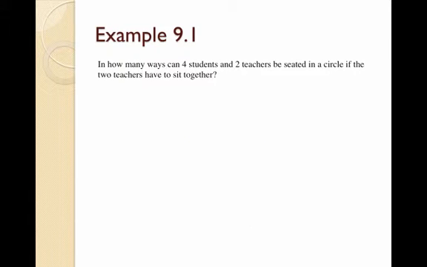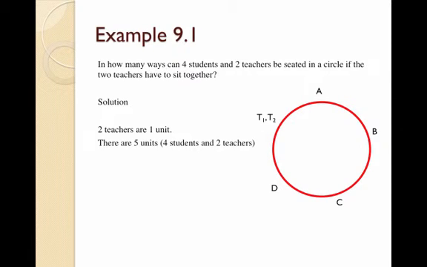In how many ways can 4 students and 2 teachers be seated in a circle if the 2 teachers have to sit together? We have to use our circle arrangements property, but also keep in mind that the 2 teachers have to stay together. We have 2 teachers, so we're going to consider them as 1 unit. This means in total we have 5 units, 4 students and the 2 teachers. Let's have a look at them around the circle.